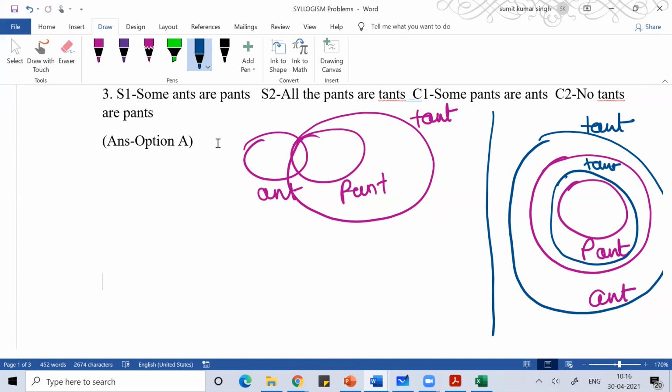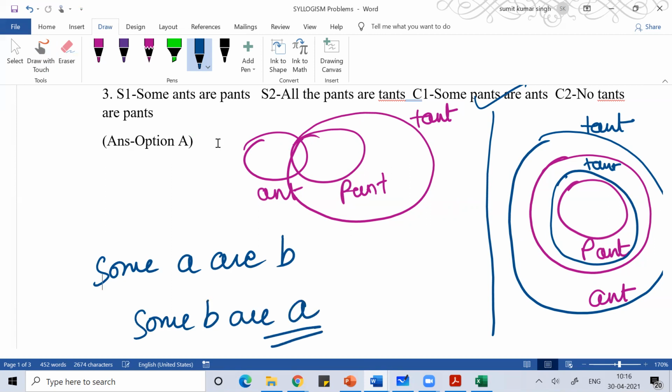Some pant are... okay, these are two conclusions: some ant are pant and all pant are tent. Now based on this, the first conclusion is some pant are ant. That would be true only. Some A are B, and if I'm saying some B are A.